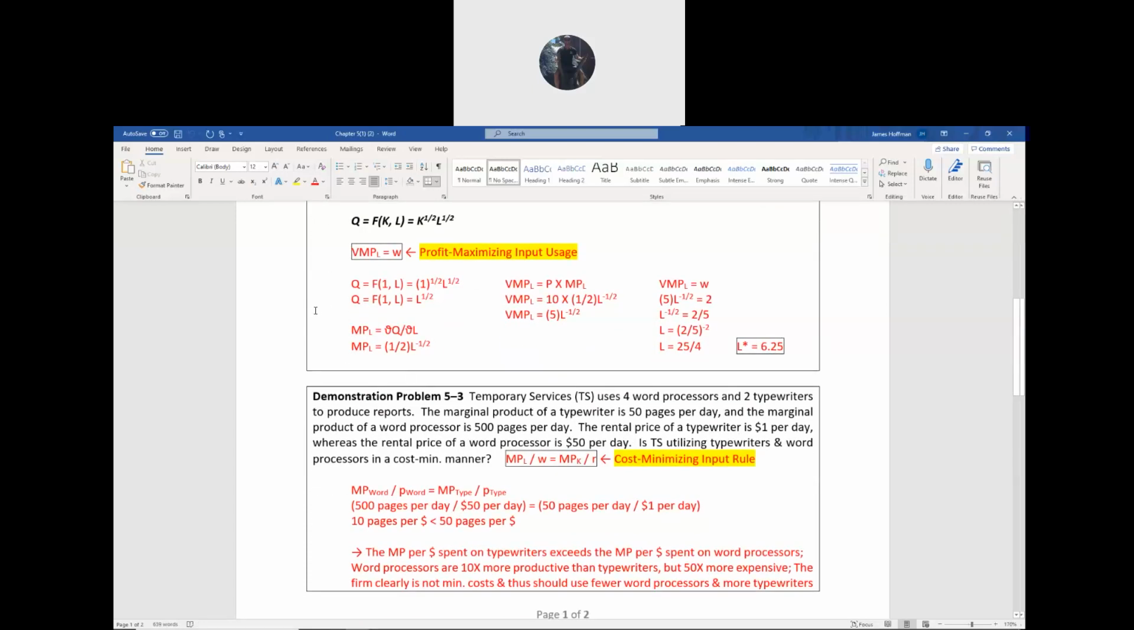Okay, now let's calculate the MPL. So the MPL is the partial derivative of output with respect to labor. You can do that, or you can use the formula from the textbook, but you would get 1/2 times L raised to 1/2 minus 1, and 1/2 minus 1 is minus 1/2. So this is the full MPL: 1/2 L raised to the negative 1/2.